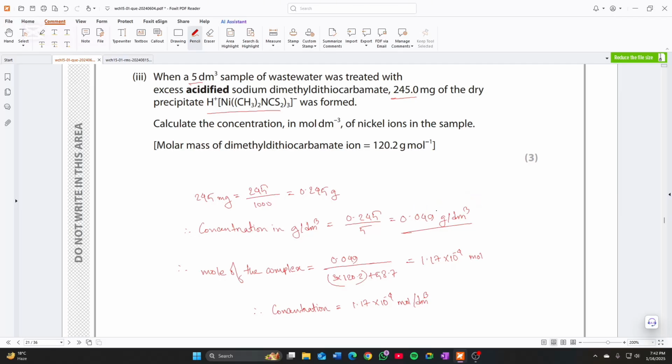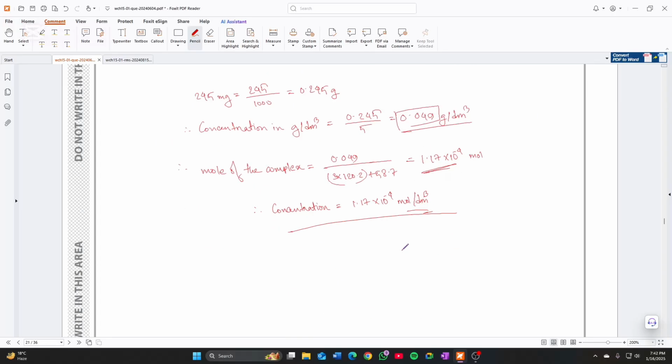So we divide it by 5 to get the concentration in gram per cubic decimeter. And now just convert this mass to mole, and finally we'll have the concentration in mole per cubic decimeter. So mole would be 0.049 divided by the Mr of this ligand, and this gives us 1.17 × 10^-4. Therefore this is our required concentration.